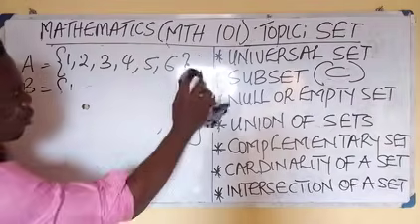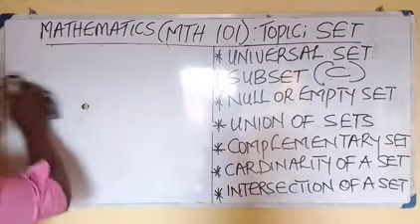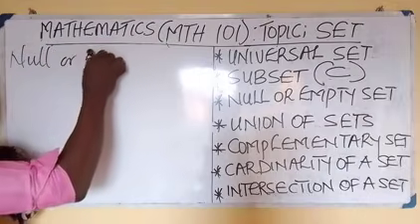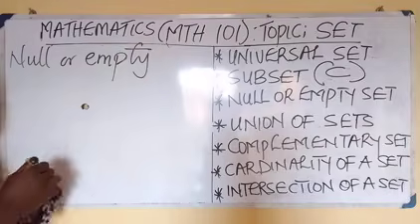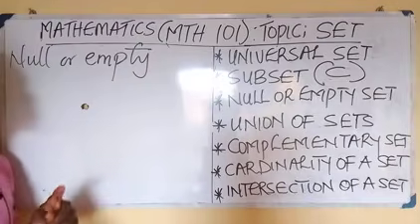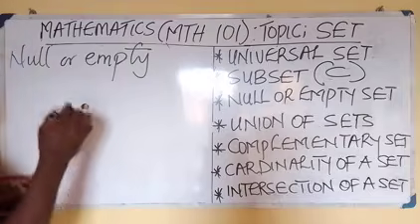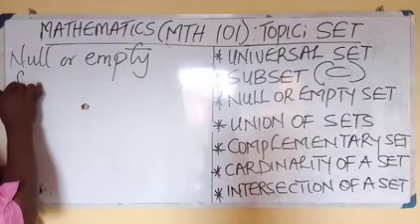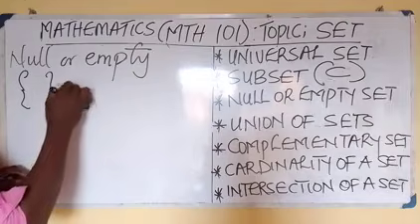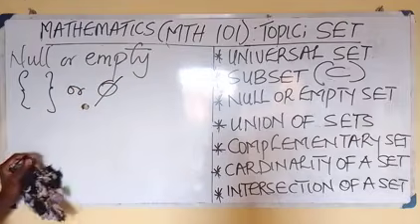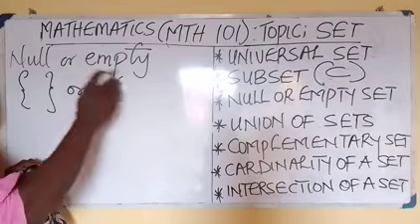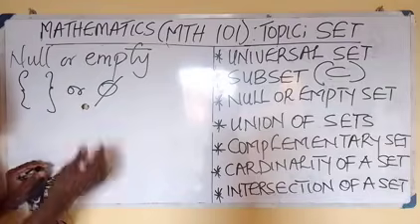The next one is the null or empty set. When you say null or empty set, it is a set that contains no member in it. A null set is denoted using an empty curly sign or this. If you have this and you don't have any member inside it, it means the set is empty, or it is null, or this sign.